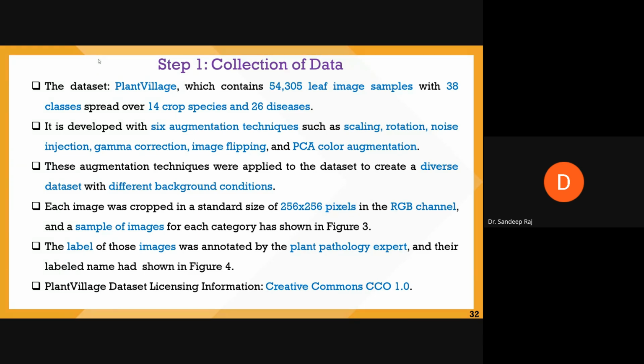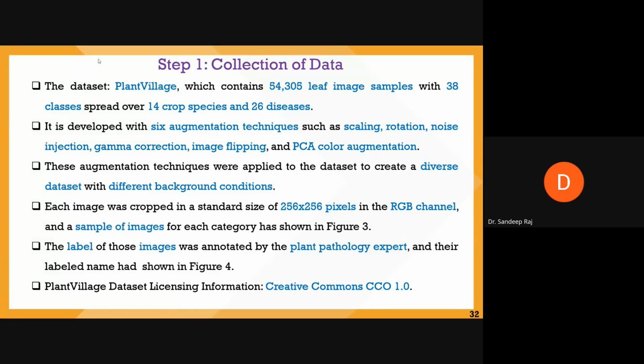followed by rotation. What happens is that the object may be rotated while you take the image, like if you are taking the image of any plant, and it is rotated by 2 or 3 degrees or 5 degrees around 1 second. The moment you take the image, the object is actually getting rotated, so a rotation factor is also there. You can also apply noise injection, gamma correction or tone correction, image flipping, and color augmentation. These techniques were applied to the dataset to create a diverse dataset with different background conditions.